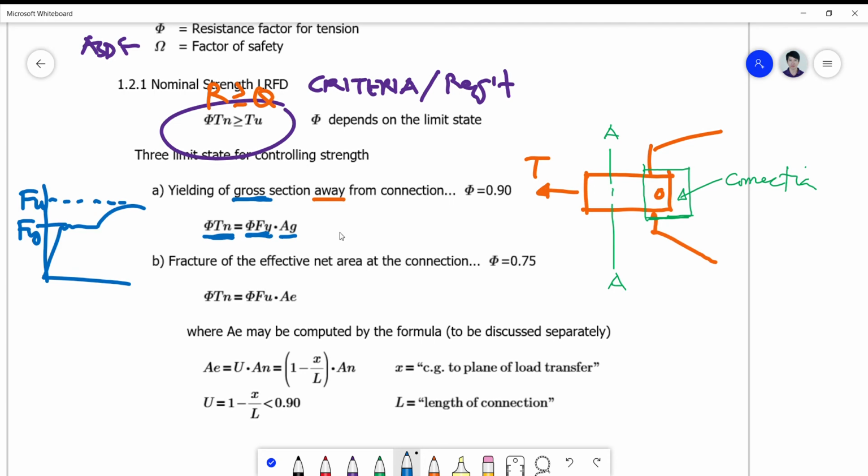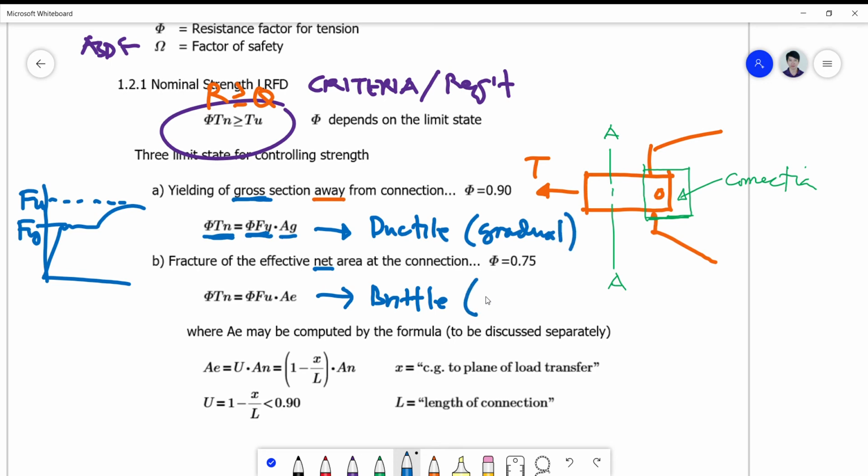Okay, now also for the area, you're talking here of the gross. Here you're talking of the net. That's why this is Ae. And to give you additional information, this failure is actually ductile in a manner, and this is brittle in the manner, which means to say that when you have a ductile failure, your failure becomes more gradual, dahan-dahan, and this is abrupt or sudden.